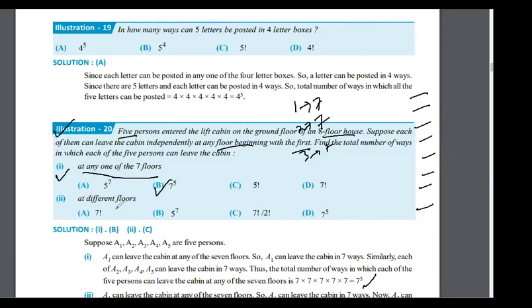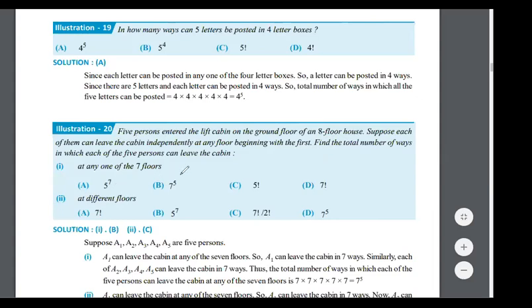Now this one is at different floors. Now this is tricky, right? At different floors. So now the first person will have how many options? Seven options. The second person will have how many options? Because it should be a different floor now. Yes, very good, six options. The third person will have five options. The fourth person, four options, and the fifth person, three options.